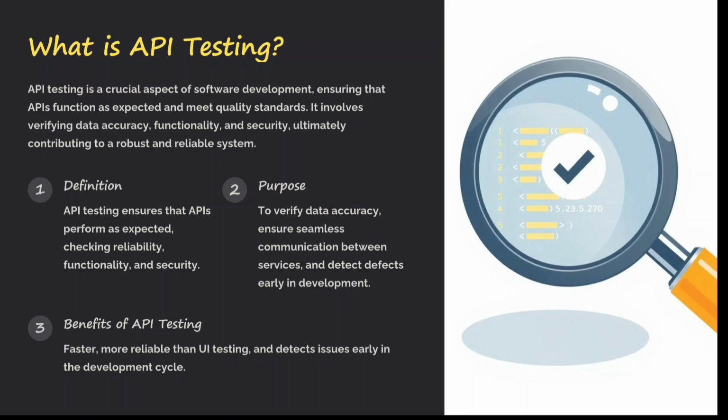Okay. So what is the purpose of that? Here we are verifying the data accuracy, checking the communication between the two services, and trying to locate defects early in the development cycle. So what are the benefits of API testing, guys? API testing is faster and more reliable than UI testing, and it detects defects or issues earlier compared to UI testing. That's why API testing plays a very crucial role. We can do API testing both manually as well as in an automated way.